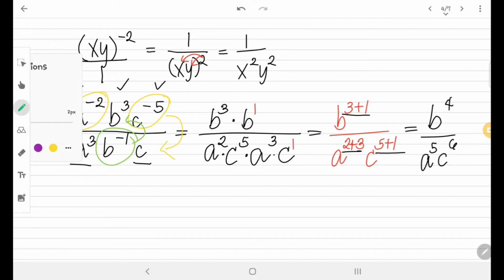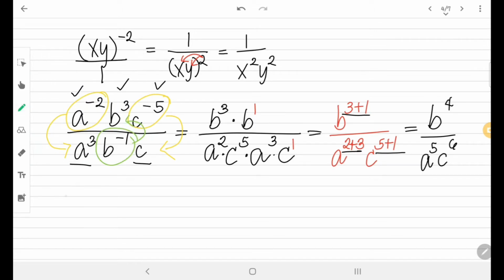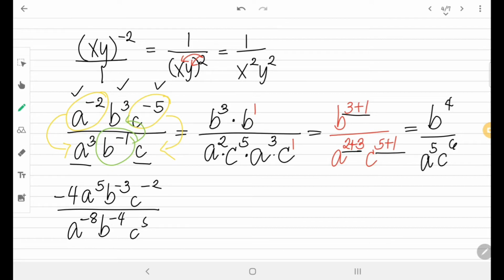And, let's have another example. So, let me have negative 4, a raised to 5, b raised to negative 3, c raised to negative 2. Again, kapag negative yung exponent, move the exponent. Let me write my given.